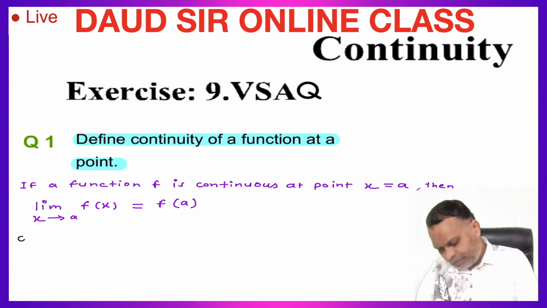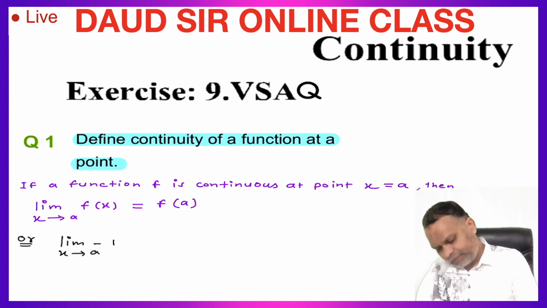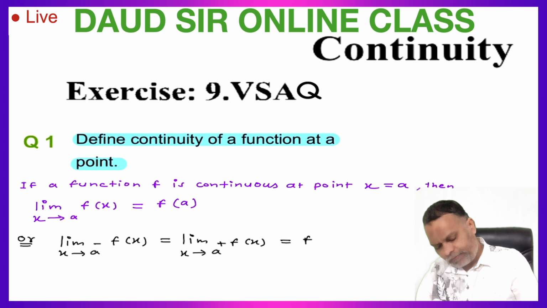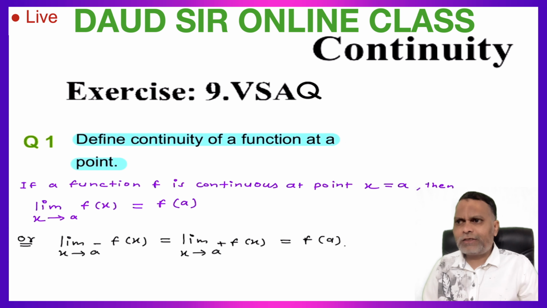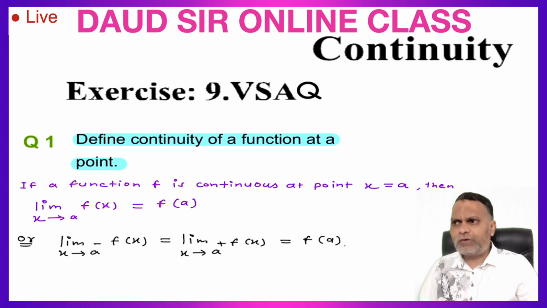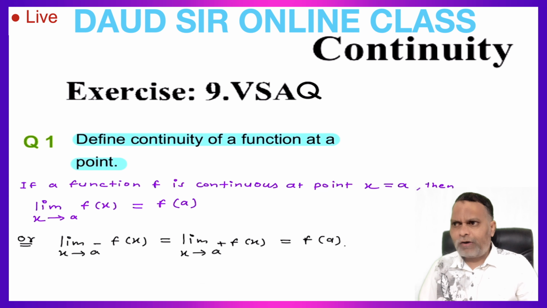Or we can write this: limit x tends to a minus f of x, which means the left hand limit, is equal to the right hand limit, limit x tends to a plus f of x, is equal to f of a. If the function is continuous at x is equal to a, then the left hand limit at that point is equal to the right hand limit, is equal to f of a. In this way, we can define the continuity at a point.